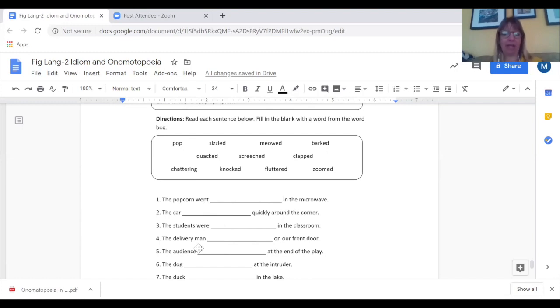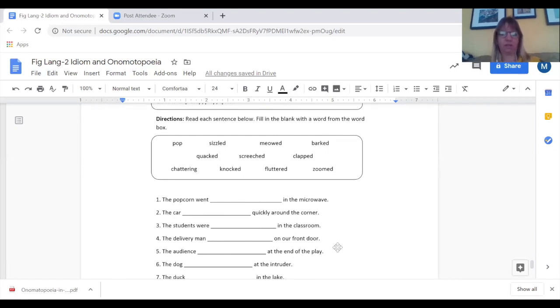The delivery man, something out on our front door. What did he do? Did he sizzle? Did he meow? Did he screech? He knocked. He knocked on your front door. He didn't screech on your front door. The audience, what did they do at the end of the play? They clapped. The dog, what does the dog do? He barks at an intruder.